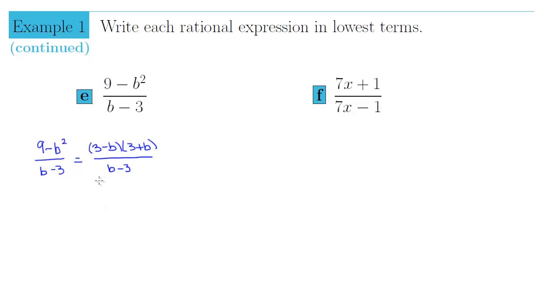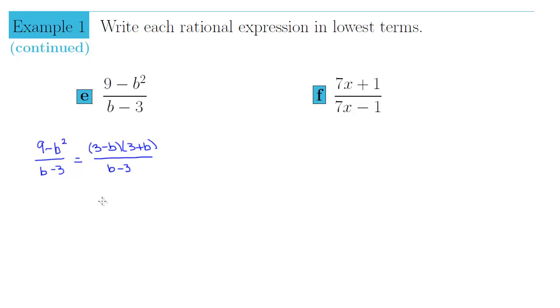Now let's see what we can cancel. Well, 3 plus b and b minus 3 are not the same because we have a different sign here. But notice here we have a 3 minus b and a b minus 3. These are almost the same, but they're not exactly. They are, however, multiples of each other. Let me explain a little farther.